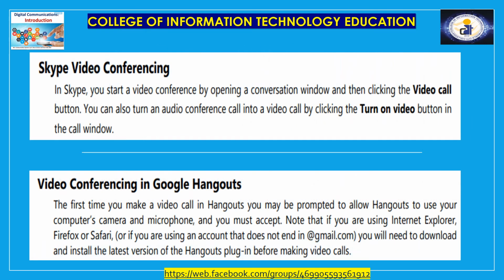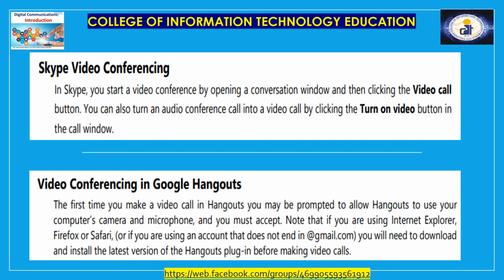Skype video conferencing. In Skype, you start a video conference by opening a conversation window and then clicking the video call button. You can also turn an audio conference call into a video call by clicking the turn on video button in the call window.